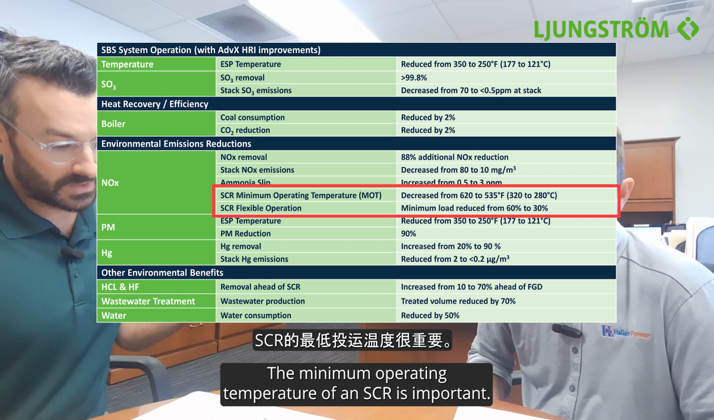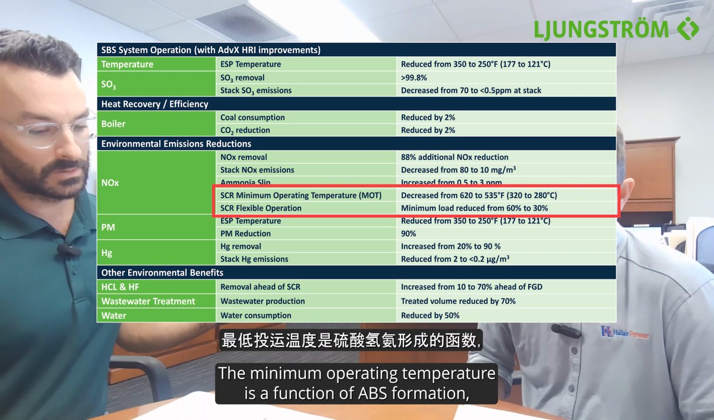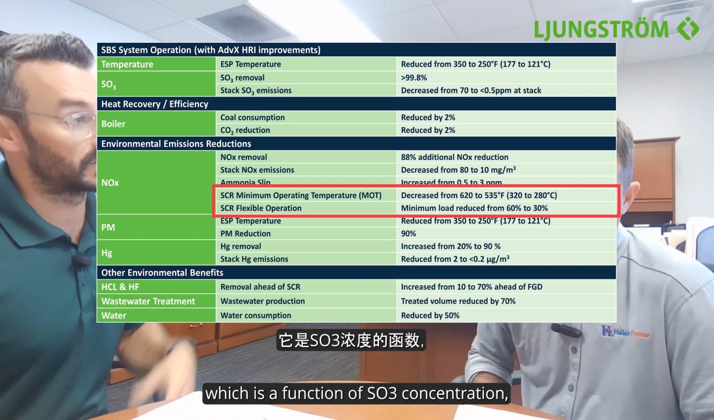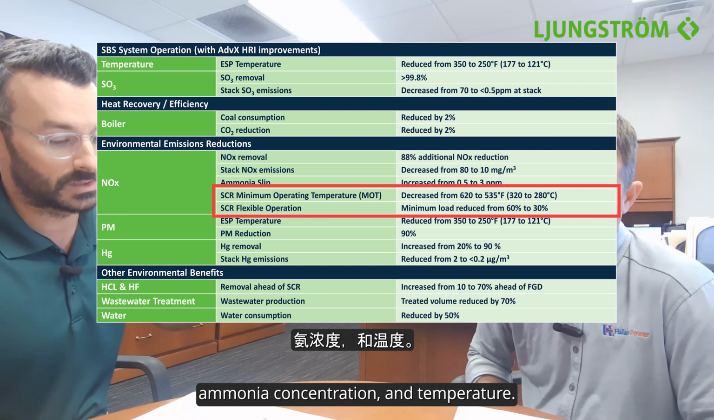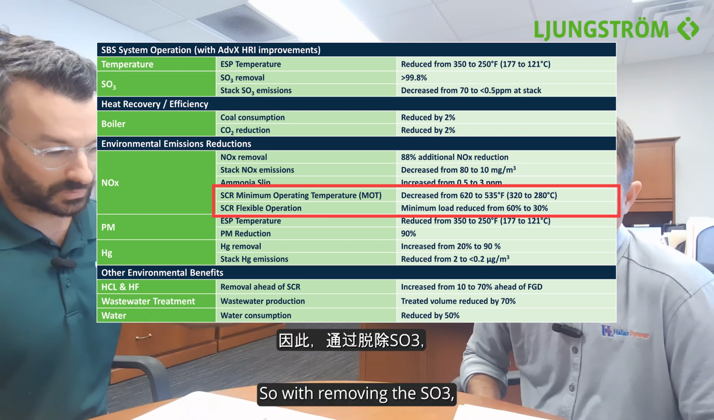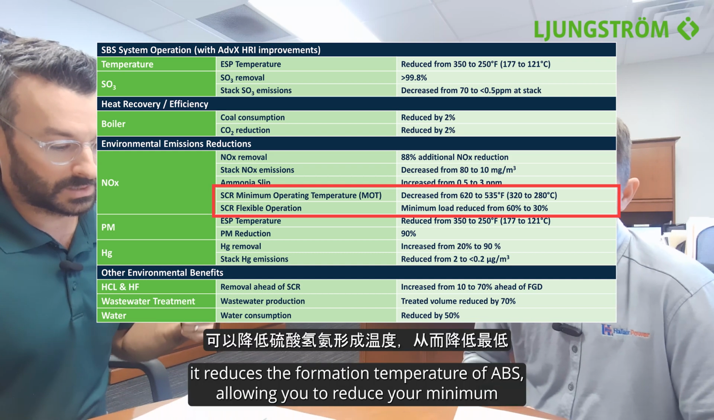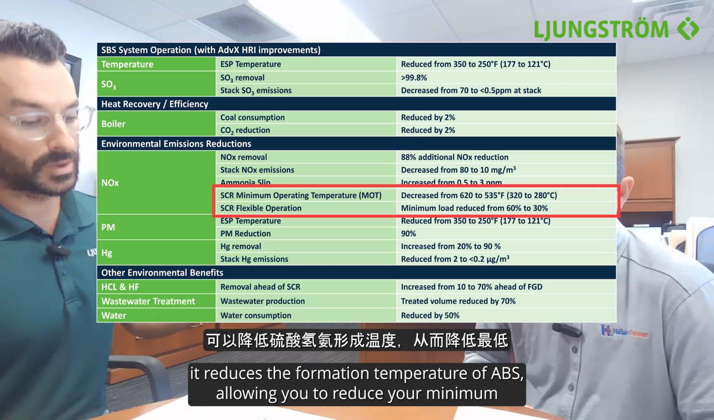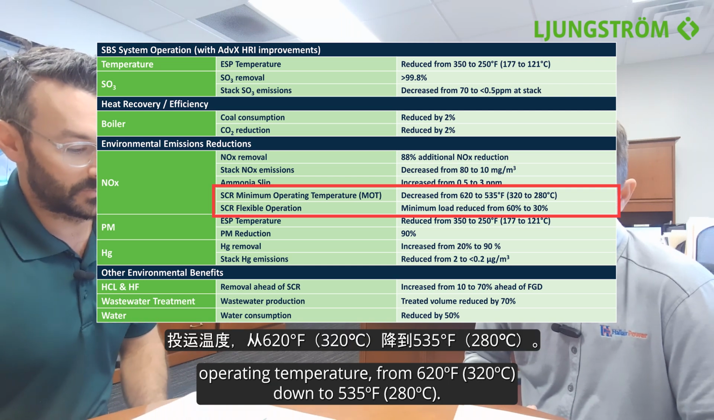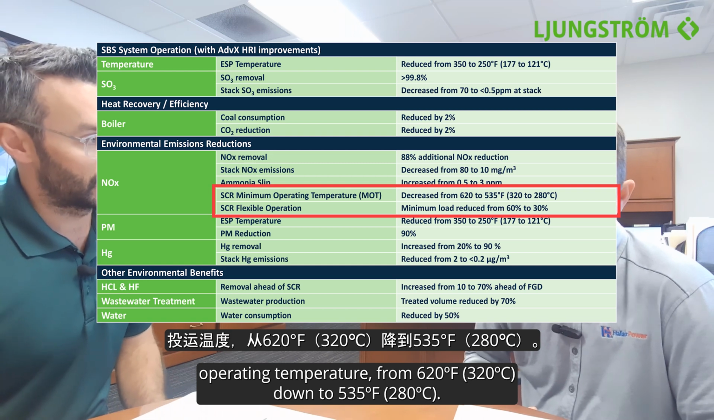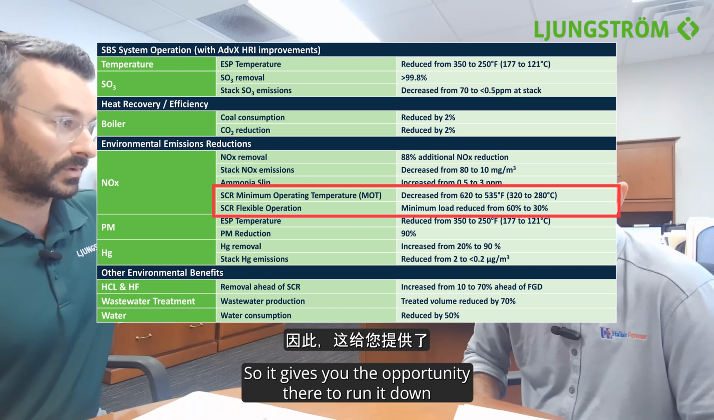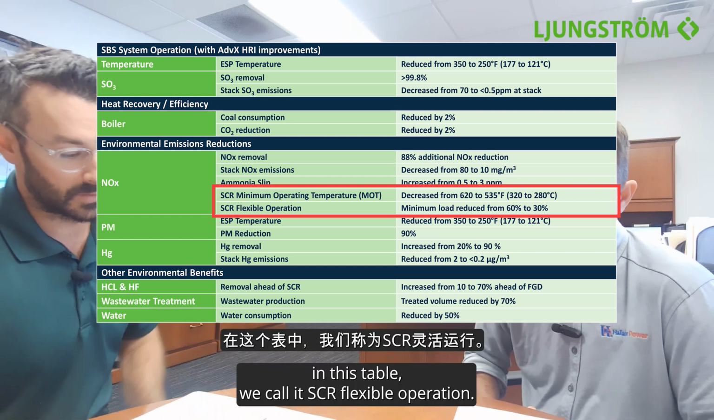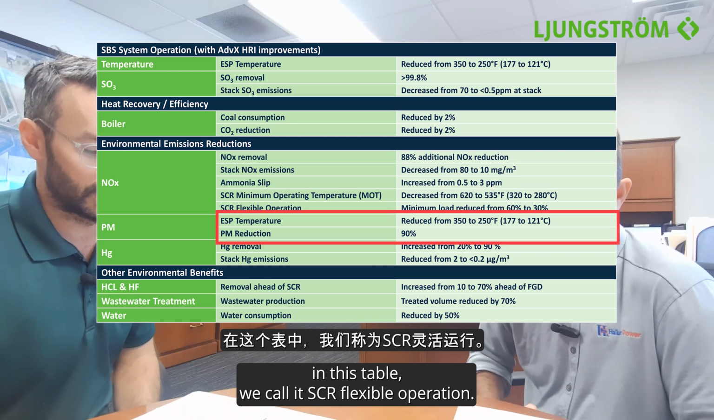Minimum operating temperature of an SCR is important. Minimum operating temperature is a function of ABS formation, which is a function of SO3 concentration, ammonia concentration, and temperature. So with removing the SO3, it reduces the formation temperature of ABS, allowing you to reduce your minimum operating temperature from 620 Fahrenheit down to 535 Fahrenheit. So it gives you the opportunity there to run it down further in terms of minimum operating temperature, or in this table we call it SCR flexible operation.